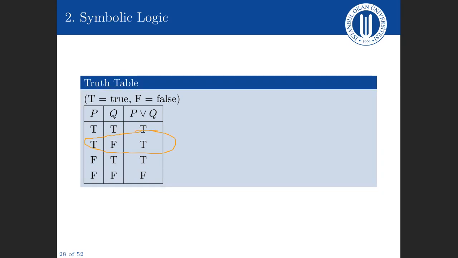We might look at the second line. P is true and Q is false. Is P or Q true? Is P true or is Q true? And the answer is yes, P is true. So therefore, P or Q must also be true. The third line is similar. Is P true or is Q true? The answer is yes. Q is true, so P or Q is true. And then finally, if P is false and Q is false, P or Q must also be false.